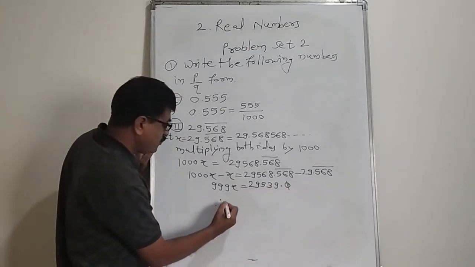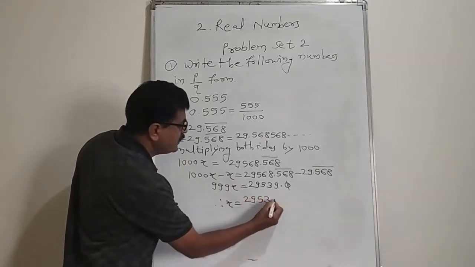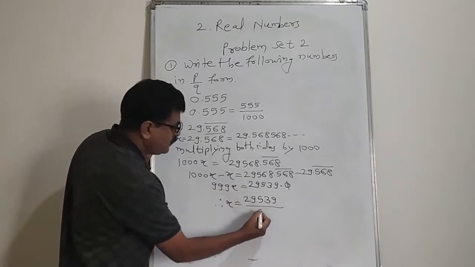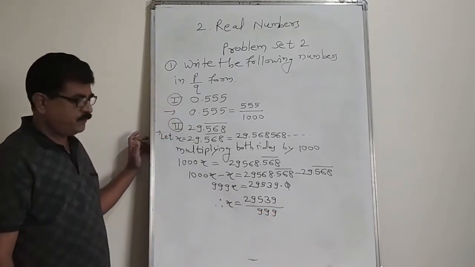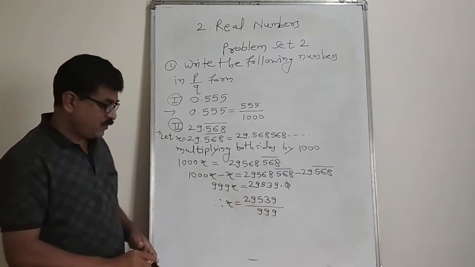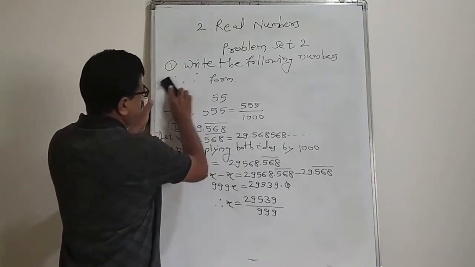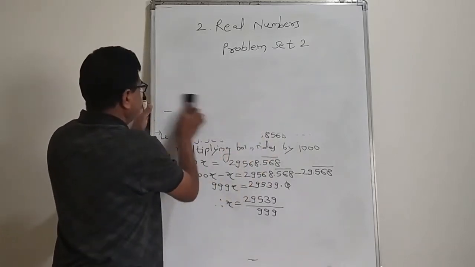Therefore, the value of x is 29539 divided by 999. This is multiplied, therefore transfer this, it becomes divide. Therefore, this is of the form P upon Q. Next example.